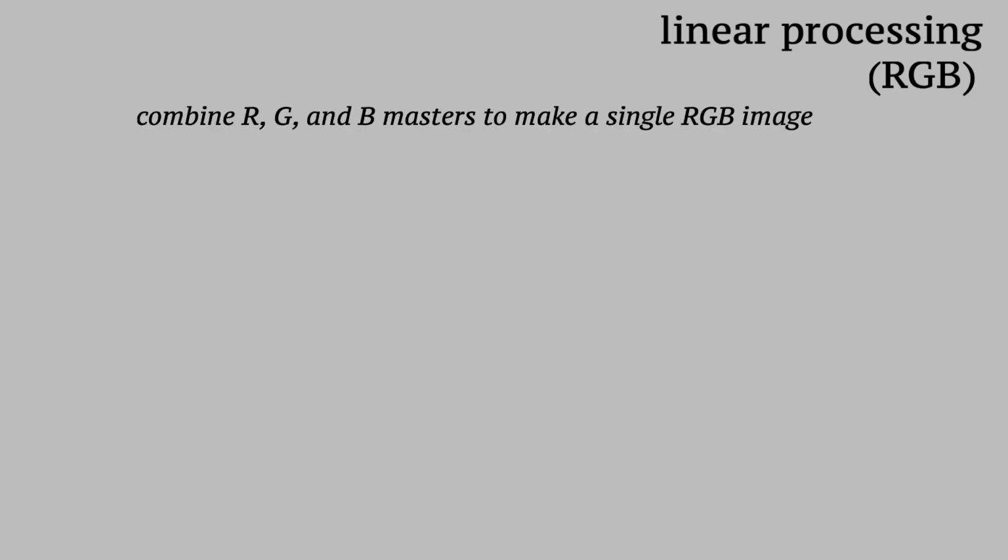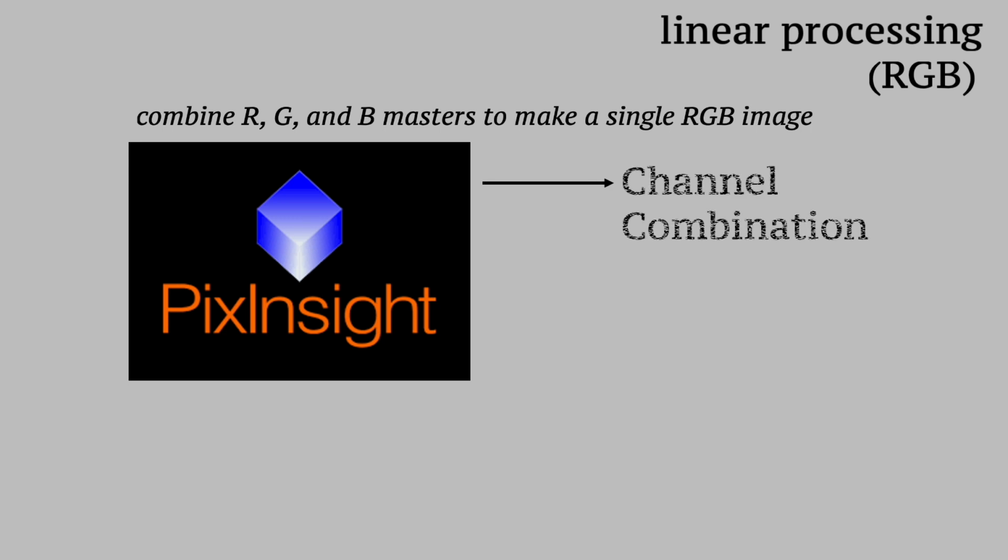And if maybe you've just done RGB without the narrowband, that's fine. And if you've done the narrowband, you've now combined them in so that we do have a single red image, single green, single blue, whichever way you did it. And the next thing to do is to combine these into a single RGB image. And for Pixinsight, we use channel combination, and that obviously gives us color.